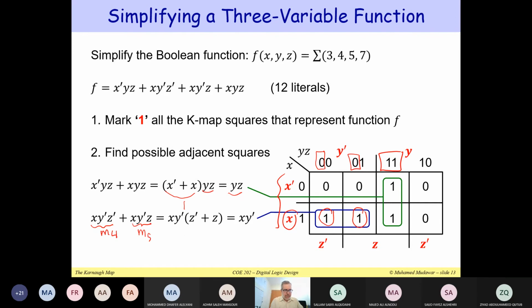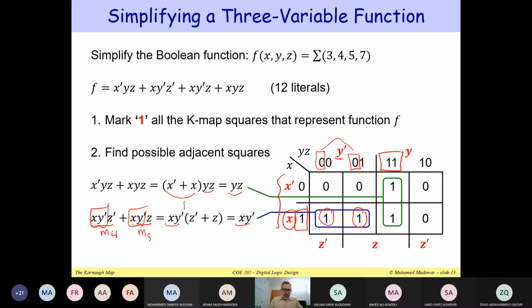I'm writing them algebraically. So notice that xy prime is common. Here I have xy prime. Here I have xy prime. And then I can write it z prime or z, and this can be simplified to xy prime. And as I said, you can get it directly from the Karnaugh map. So x is equal to 1, so that's x, and y equal to 0. You can see that y equal to 0 for these two minterms, so that's y prime. So it is x and y prime. That's my term when you combine these two adjacent squares, these two minterms.